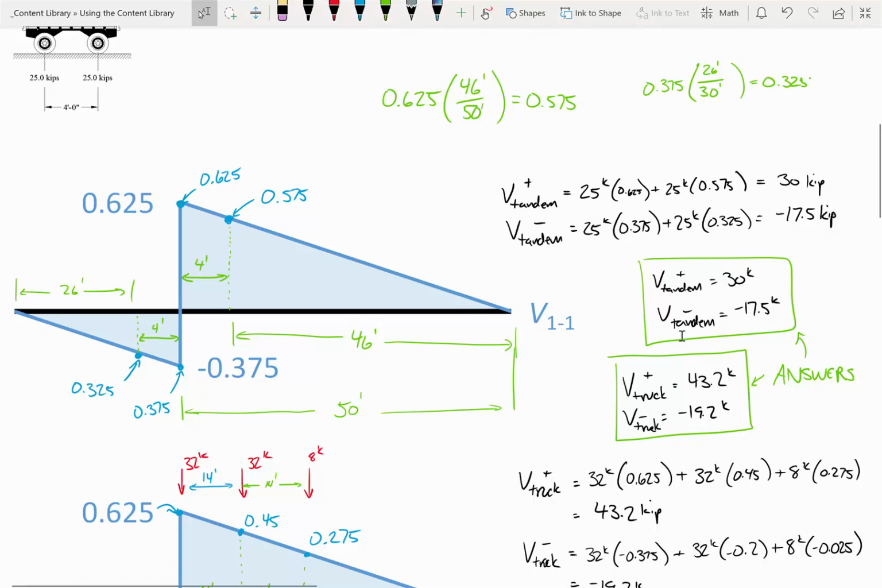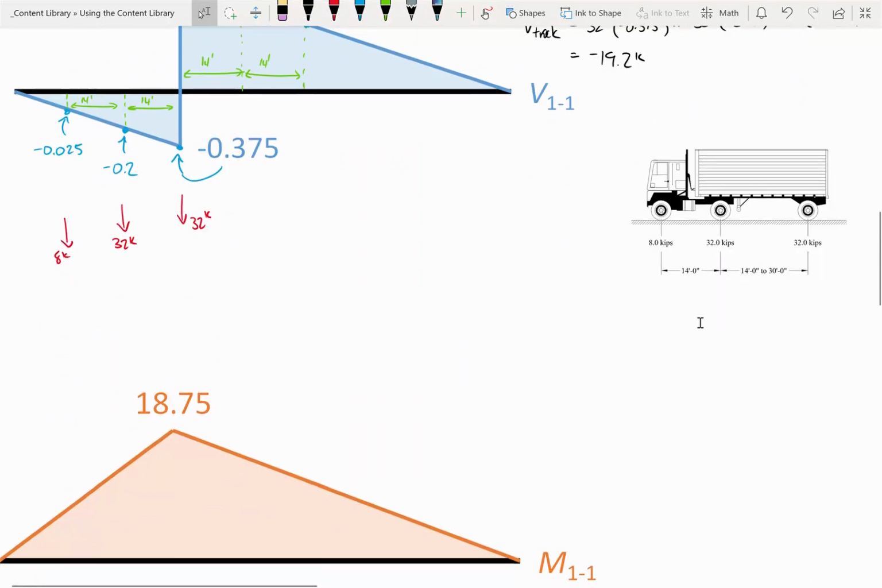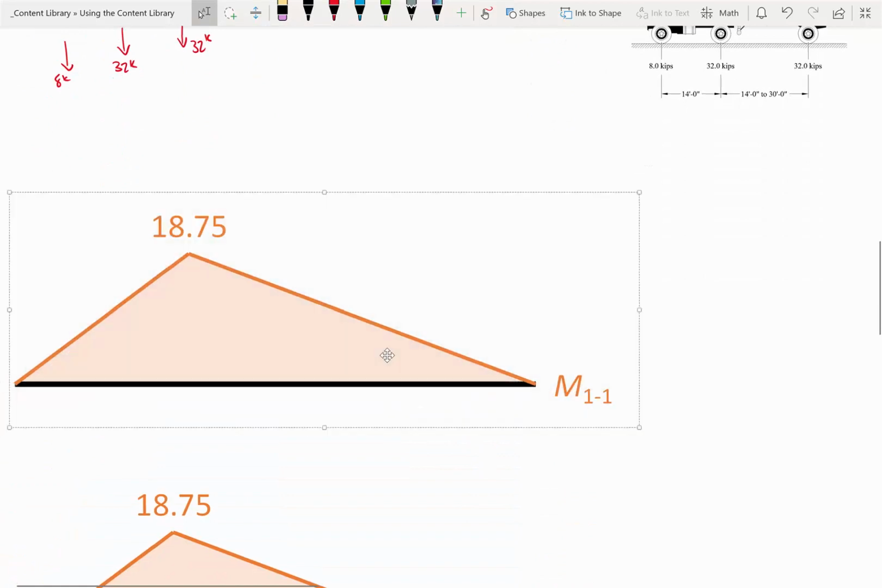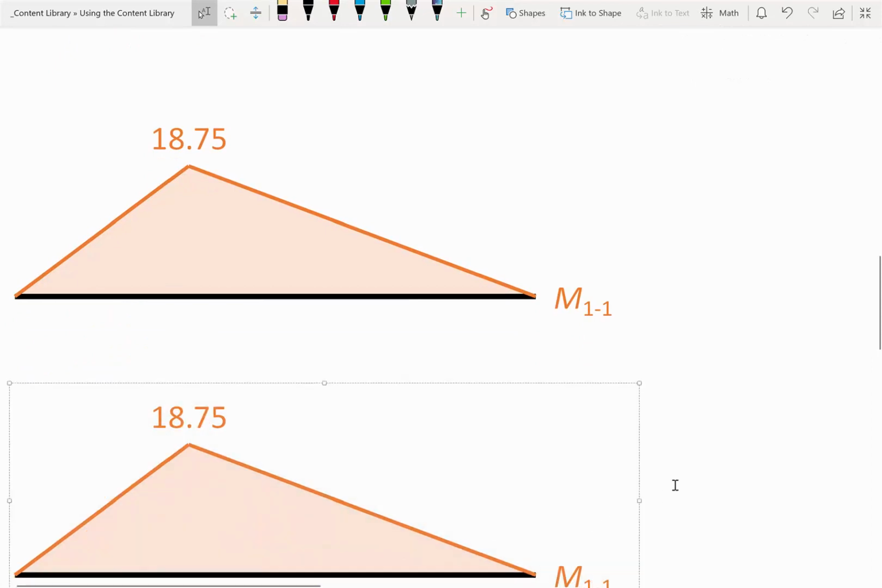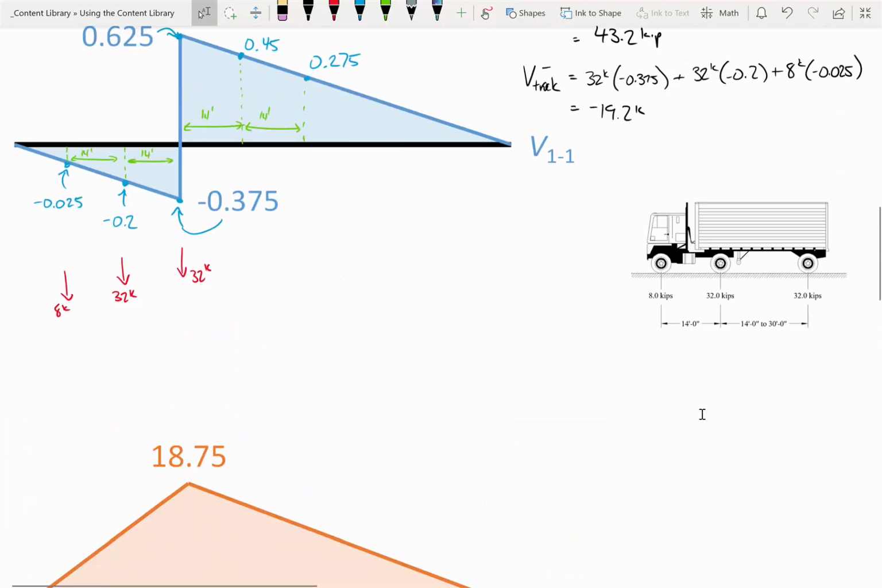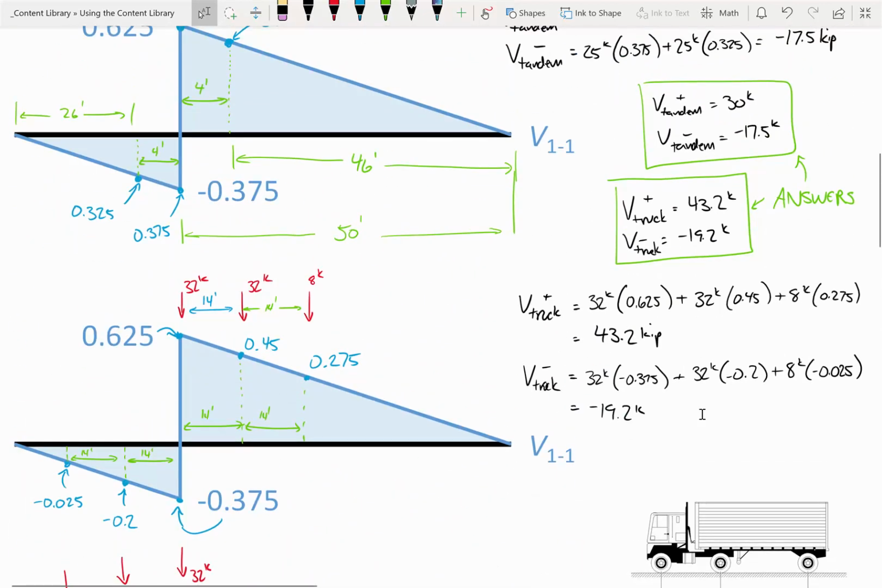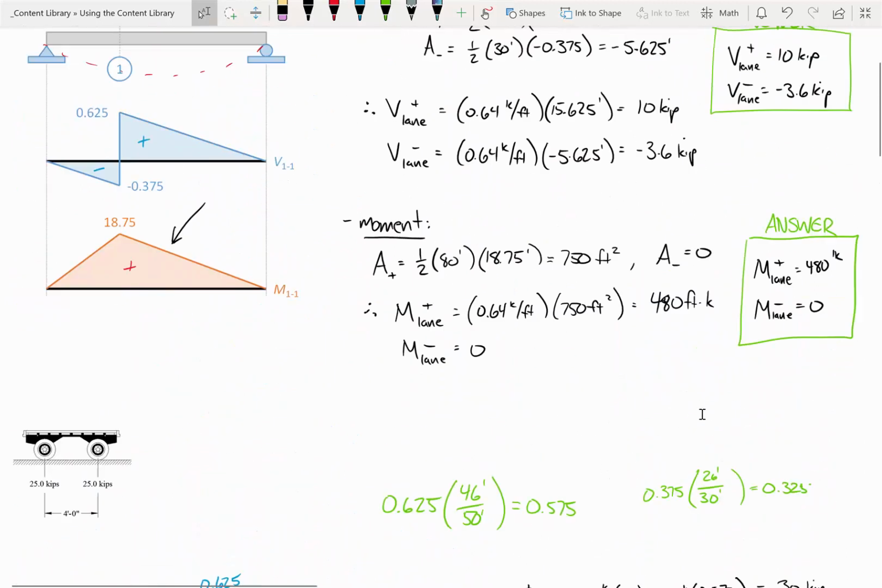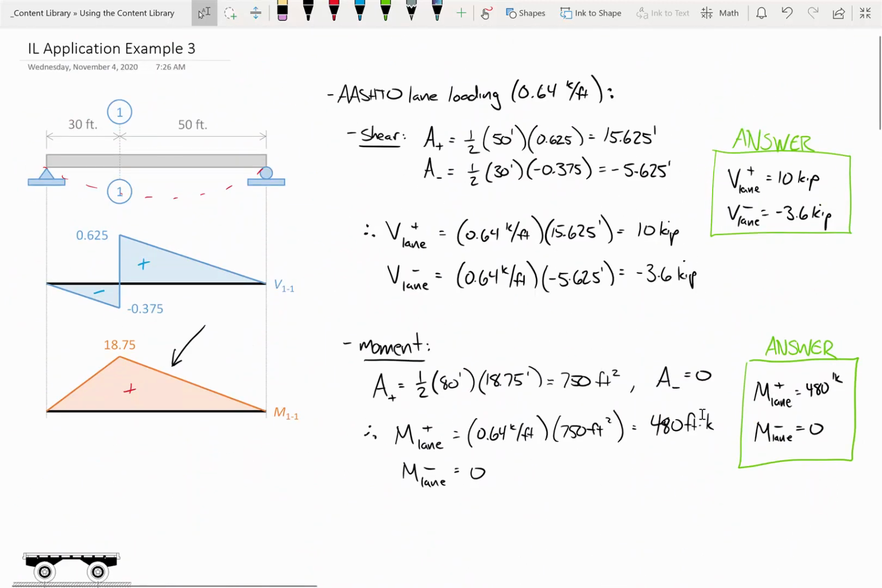Okay, there we go. All right, so the only thing left to do is to figure this out for the moment. Before we go through and chug all this out, we have to recognize one thing. When we looked at the shear, we had positive and negative values. We had a positive 30 kips and negative 17.5 kips, and same thing with the truck and the tandem and the lane. But with the moment, we had a positive value, but for negative it was always 0. Remember, for the lane, there was no place that we could put a load and generate a negative response.